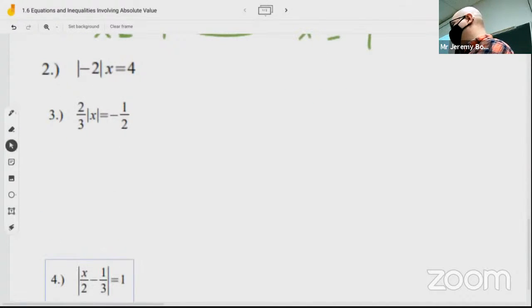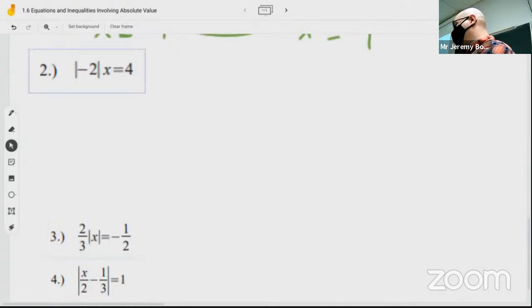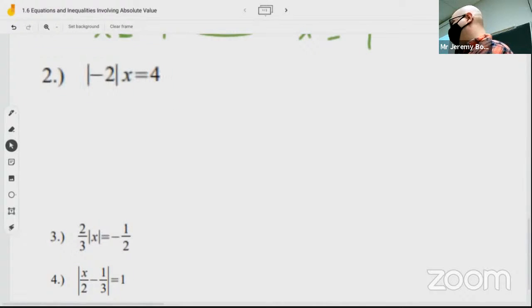This one. Number 2. What do you think we're going to do there? Got the absolute value of negative 2 times x is equal to 4. What's different about this one than the last problem? Anybody know? My variable isn't in the absolute value, right? It's just there. What's in the absolute value? Negative 2. Can we take the absolute value of just negative 2?